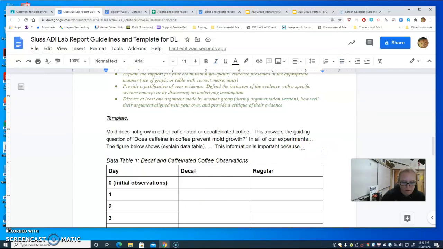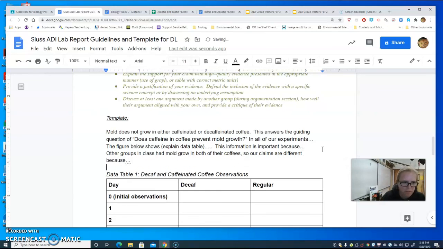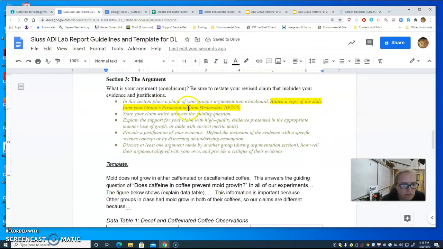Okay, and then other groups in class had mold grow in both of their coffees. So our claims are different, and you would talk maybe about why they're different or how they're the same. Different because, okay. I don't want to go too long on this, but that's what this checklist is for in the green.